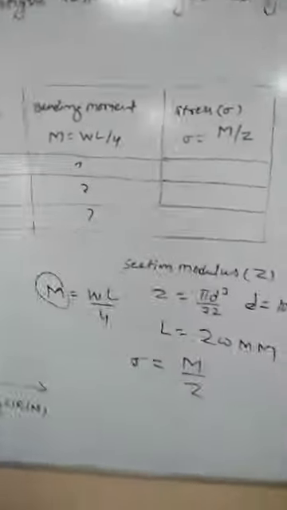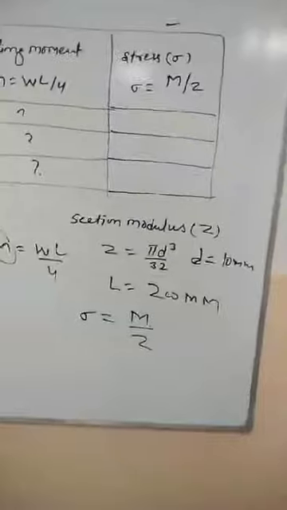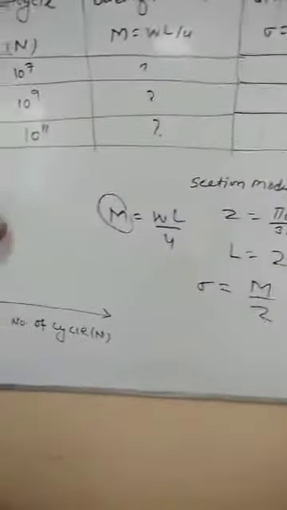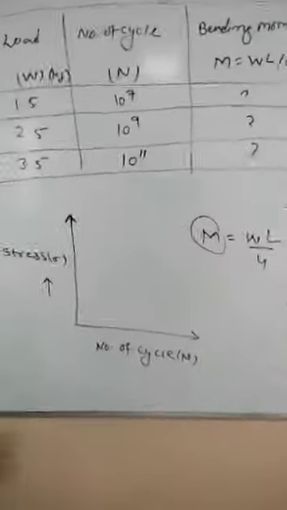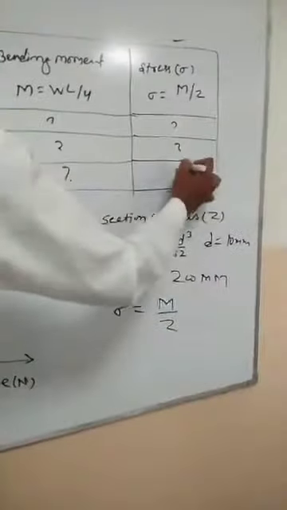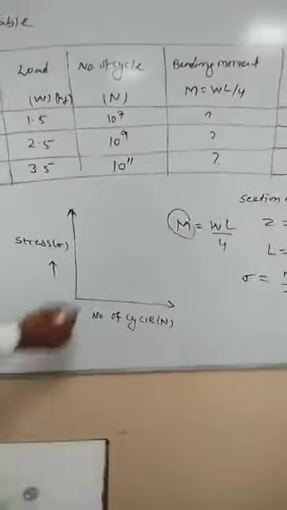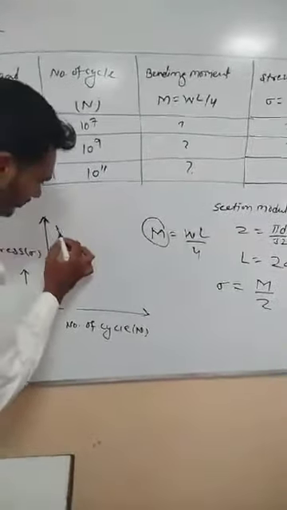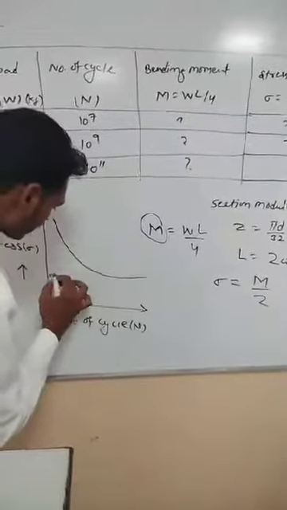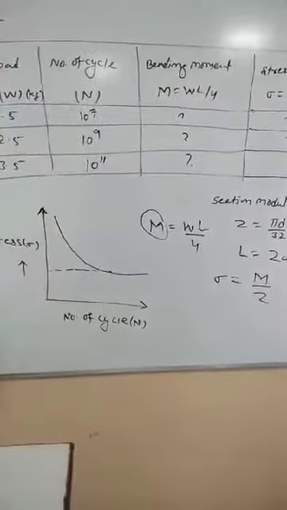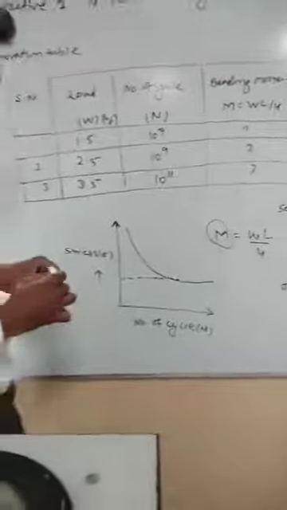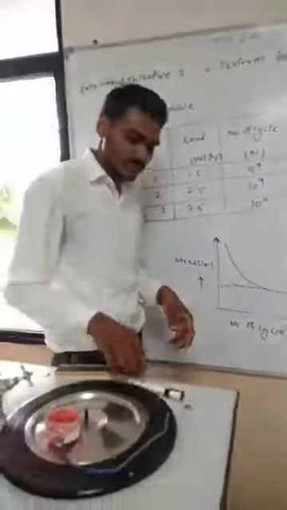Take the average value of the 3 values and finally draw the graph. Stress value, so all this. Plot the graph between the stress and number of cycles. This type of slope is obtained according to the readings. Thank you.